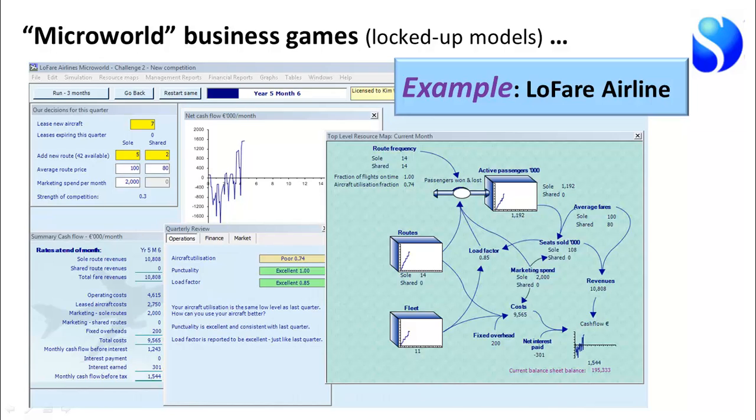Many of you are probably familiar with the People Express model that John Sterman at MIT built many, many years ago. I think 1989 he built it. So that's been a pretty long-lived business game. It's still very popular, still very effective. And you may wonder why we built a LoFare Airline Microworld when that one already exists. Well, the reason that we did that was because we wanted to play out some more of the things that happen in the real world.